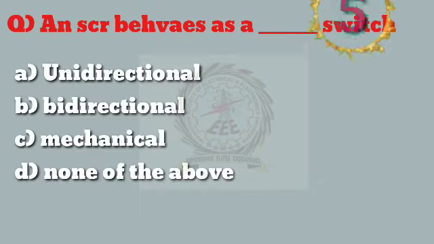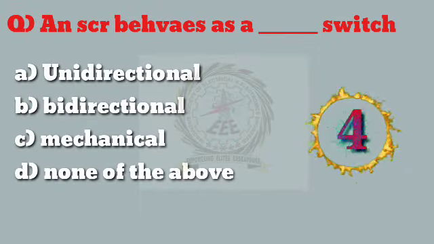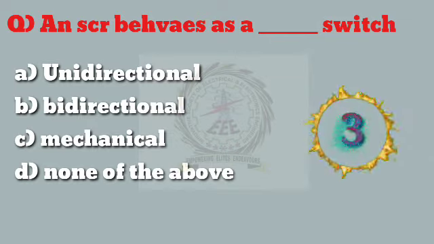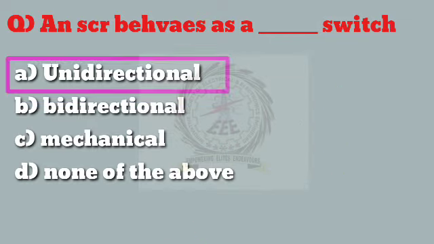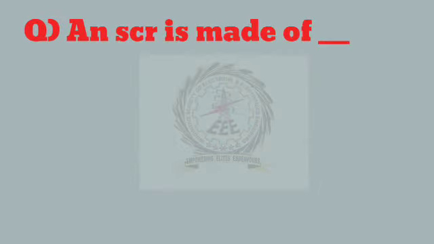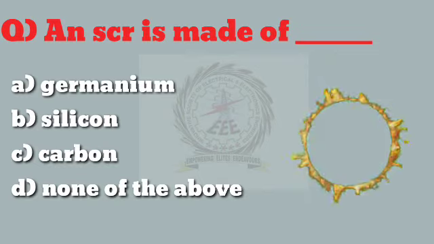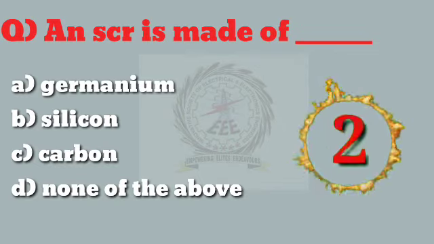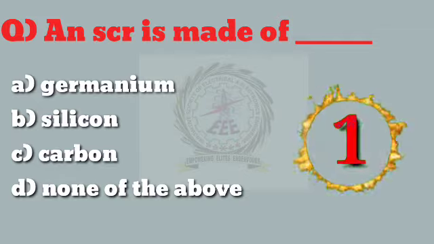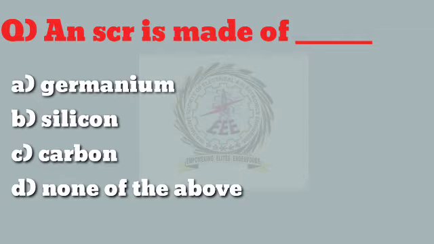Next one is, an SCR behaves as a dash switch. A, unidirectional; B, bidirectional; C, mechanical; D, none of the above. The answer is A, unidirectional. Next one is, an SCR is made of: A, germanium; B, silicon; C, carbon; D, none of the above. The answer is B, silicon.